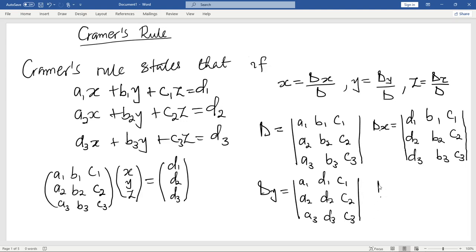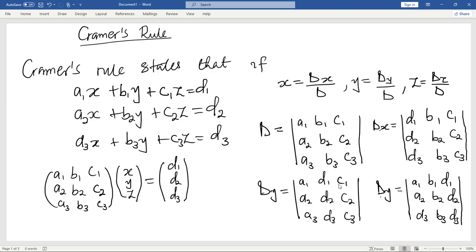Then for dz, the coefficients of x and y remain the way they are. We just make a replacement on the coefficients of z. So we're going to have a1, b1, and d1, a2, b2, and d2, a3, b3, and d3. So Cramer's rule is basically the determinants method.